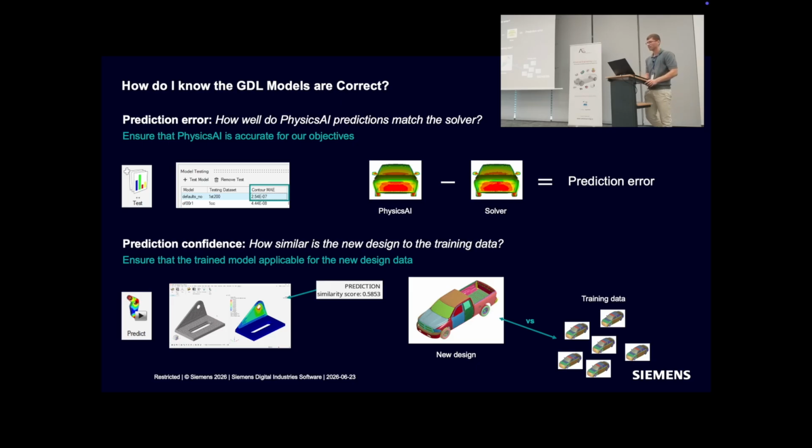So the value for the similarity score is between 0 and 1. Of course, 1 means that the geometry that we're reporting is exactly the same as one of the geometries that had been used for the training. And we are satisfied that our predictions lie closely to our solver if the similarity score is above 0.7.